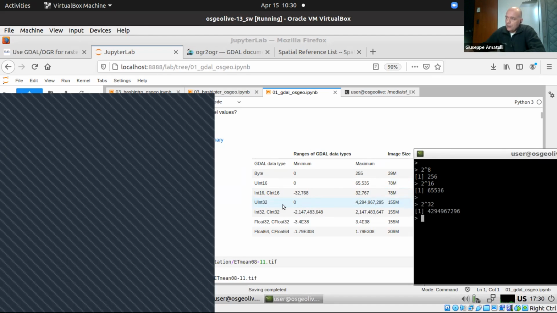So pay attention to the float 32. The float 32 goes up to about 10 to the power of 38. So be careful, you have a really long digit, but these are the upper limits.